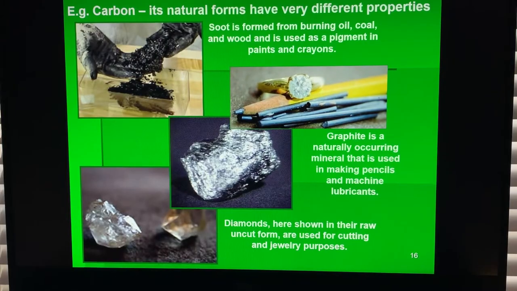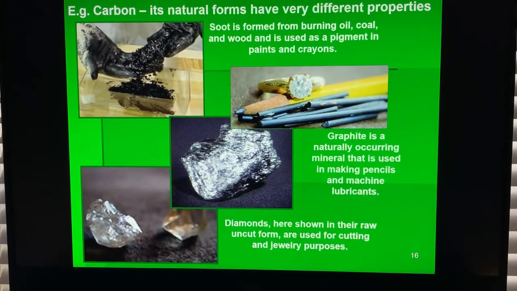And then finally, another natural form of carbon is diamonds. Diamonds, and these are shown raw and uncut. That's how you find a diamond in nature. They are the hardest substance on the planet. Not meaning hardest like if I hit that diamond right there with a hammer, it would break. It's not that kind of hardness. It's hardness in that it can scratch anything else, but nothing else can scratch it. That's what hardest substance on the planet means, okay?